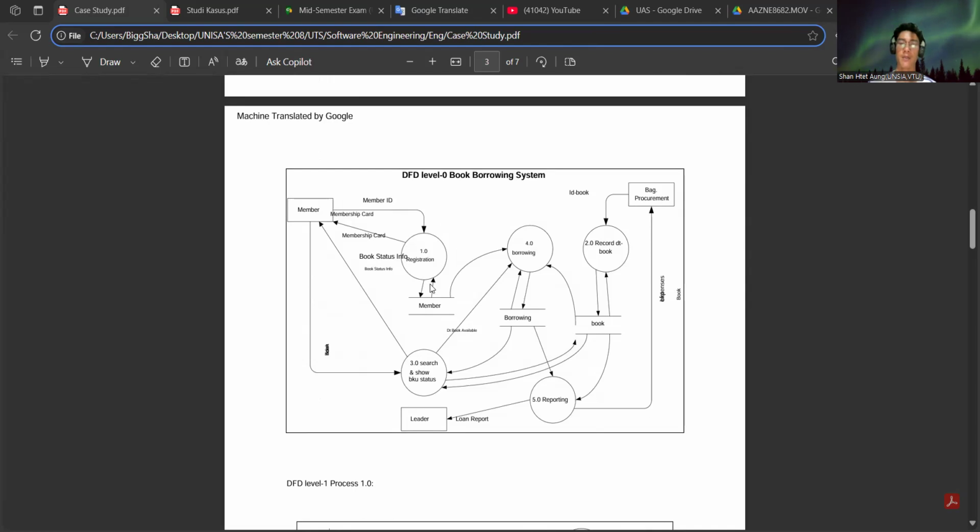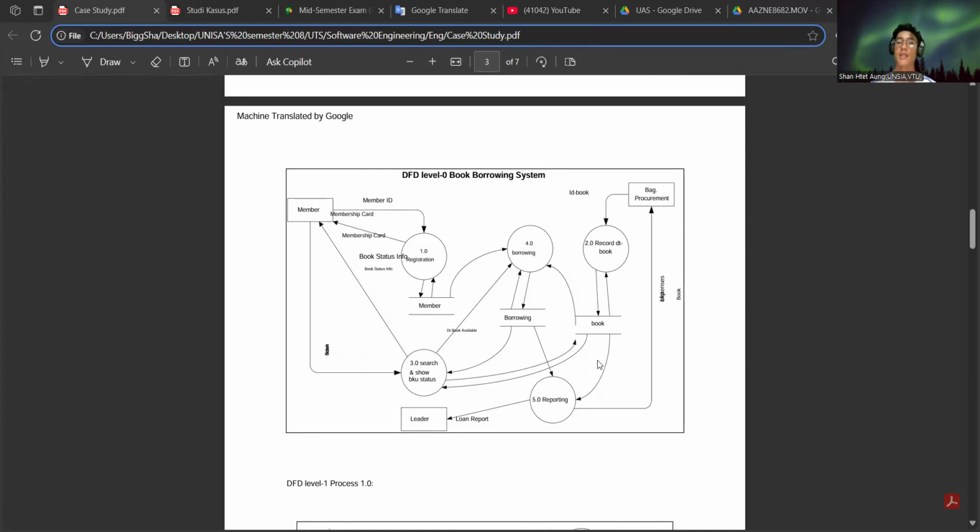After that, we can follow the borrowing session. If you borrow, we can check the book from the procurement division. If there is anything in the store pool, we can lend it to the member with the loyalty card. And after that, we need to report them.